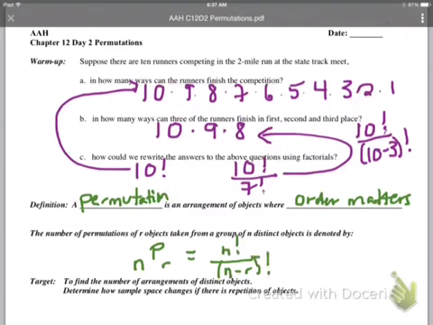Again, I don't memorize that formula. I don't use that formula. You'll notice that as I do these notes, but I wanted to at least give it to you. Okay, so now let's go on to the examples.